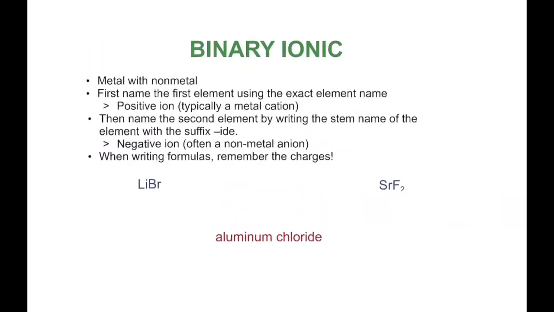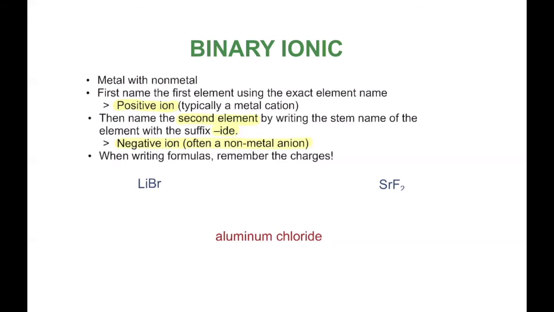We're going to start by talking about binary ionic. So this is a metal and a nonmetal. We always list the positive ion first, and that's very typically a metal cation. Then we name the second element, and then we write the IDE ending to the name. So we take the stem name and we change it to IDE. That means negative ion. The negative ions are very typically the nonmetal anions that we talk about on the periodic table. When we're writing the formulas, we can't forget the charges.